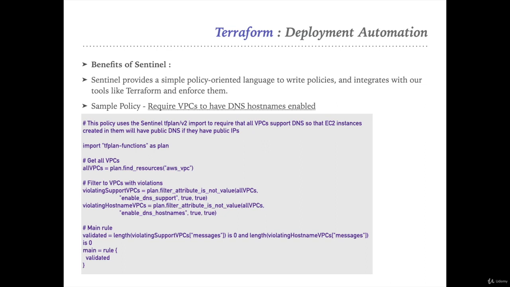And then we are enforcing these policies using the main rule. You can see over here, we are putting validated equals length of violating support VPC message equals 0, and length of violating hostname VPC message equals 0, right? Then we are calling the main rule, and inside the main rule, we are calling validated statements. If any of these statements, the first statement mentioned in validated or the second, is false, or both are false, this policy will not pass on the resources and your configuration will fail, right? So this is the benefit of Sentinel. You can create your own policy and you can enforce these policies on the resources.